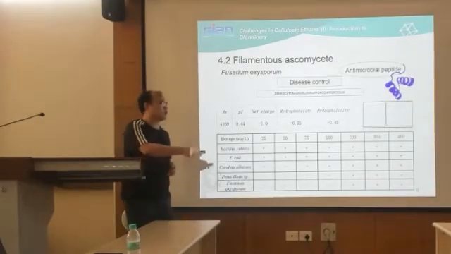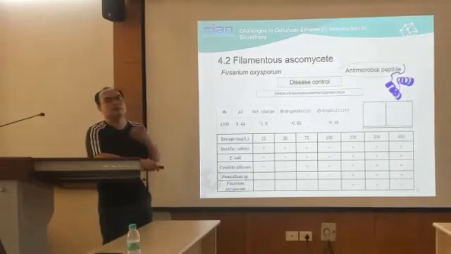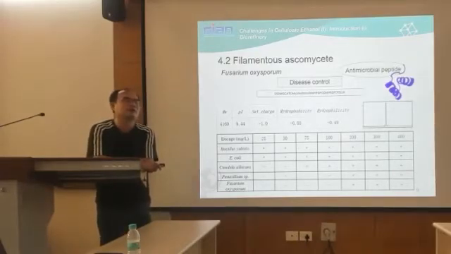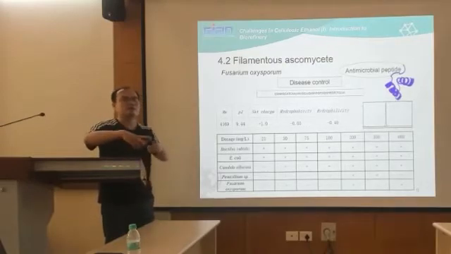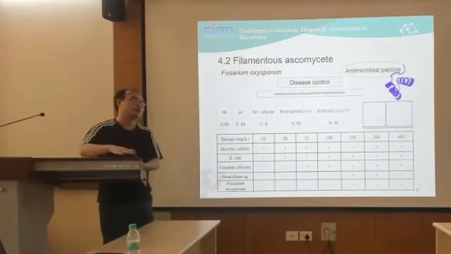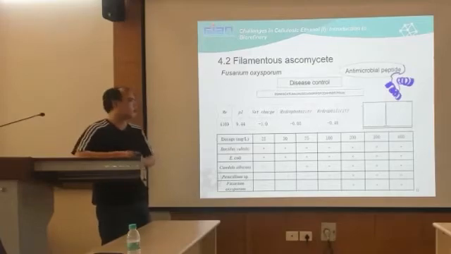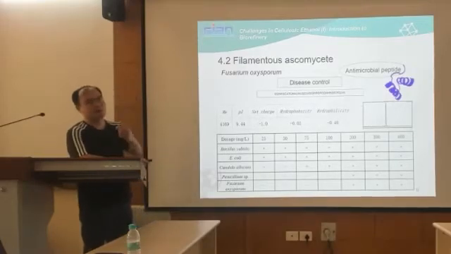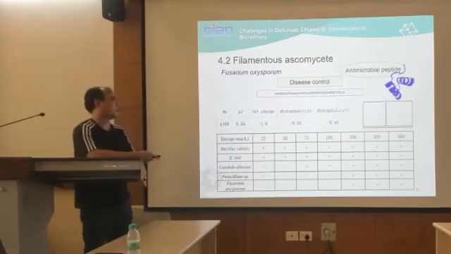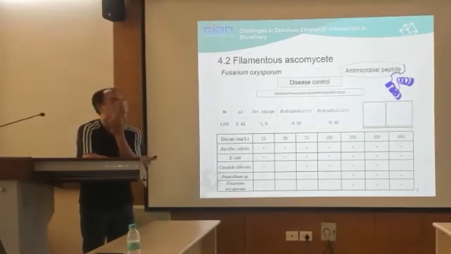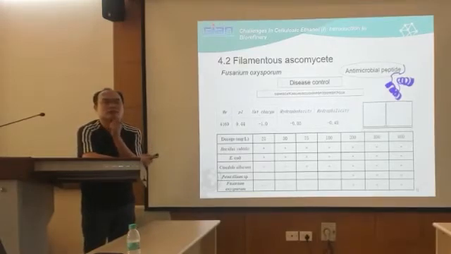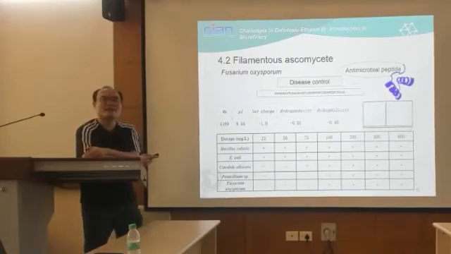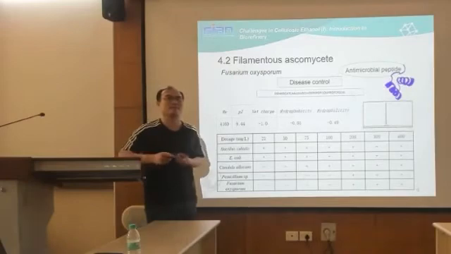This table, the results from this table, cost us a lot of time, because we need to do the dilution, we need to do the coating, and we need to cultivate it in the incubator, and finally we have to count the number. It costs us a lot of time. So what's our method to test the antimicrobial activity? Do you have a better method?